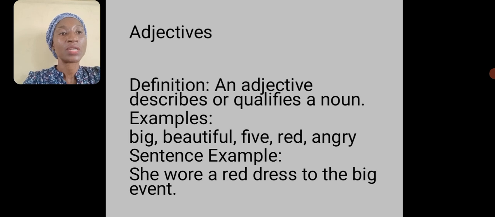She wore a red dress to the big event. The word red is an adjective because it shows us the quality or description of the word dress. All right? Dress is a noun and red is an adjective that gives us more details about the dress, or the noun dress. Therefore, red is an adjective. Big is also an adjective because it gives us a description of the event. It is a big event. So the word big there is an adjective because it describes the event.